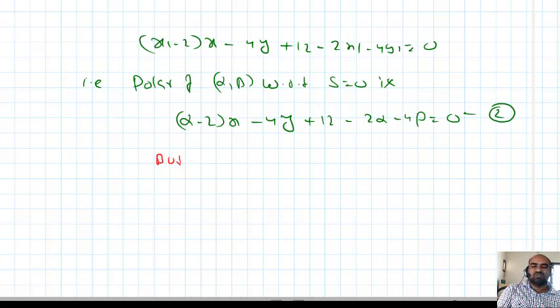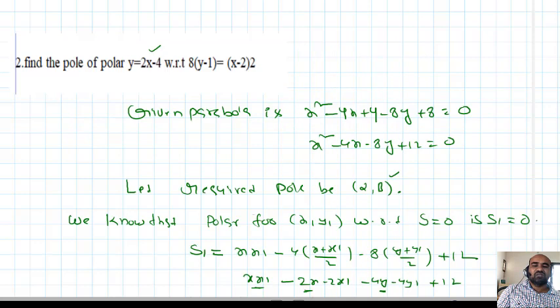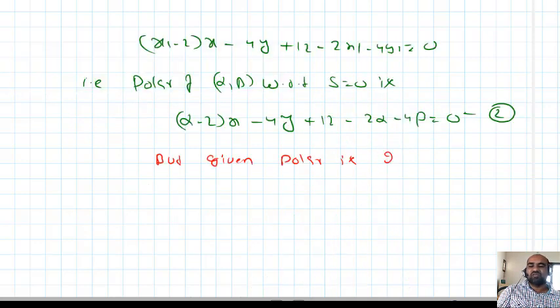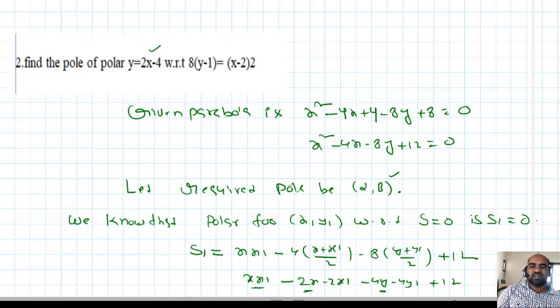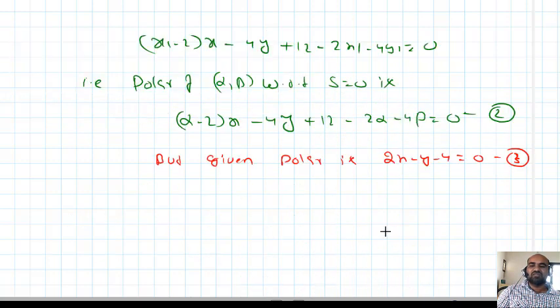But given polar is 2x minus y minus 4, that is 2x minus y minus 4 equal to 0. This is the third one. Why did I write second? Actually this is first and second only, no problem. 1 and 2 are identical lines.